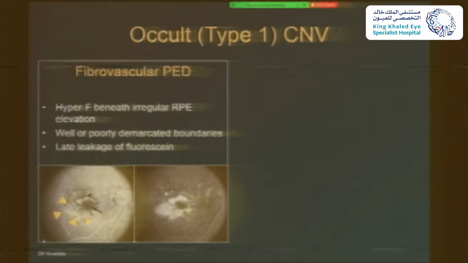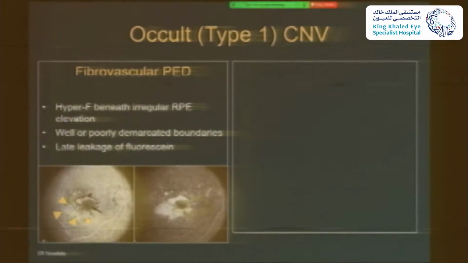Where does it end? And about 1 minute to 1 minute and 1.5 minutes through the angiogram, then you start to see good leakage, significant leakage on it. So this is what we call a fibrovascular PED. All this means that the CNV has grown under the pigment epithelium, has stayed there, and it is fibrovascular. Of course, it has vessels, but it's starting to lay down fibrosis under it. Okay, so this is a fibrovascular PED. This is an occult CNV.